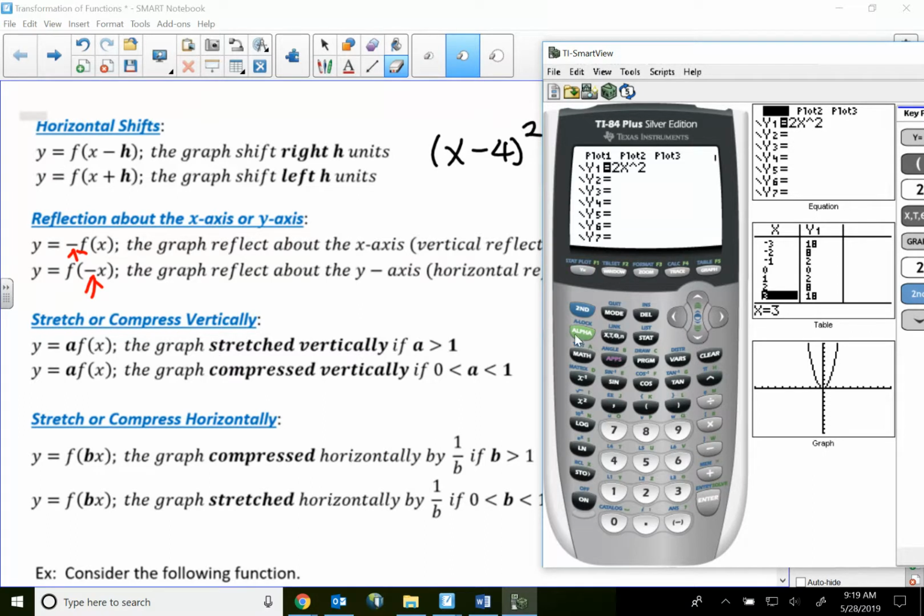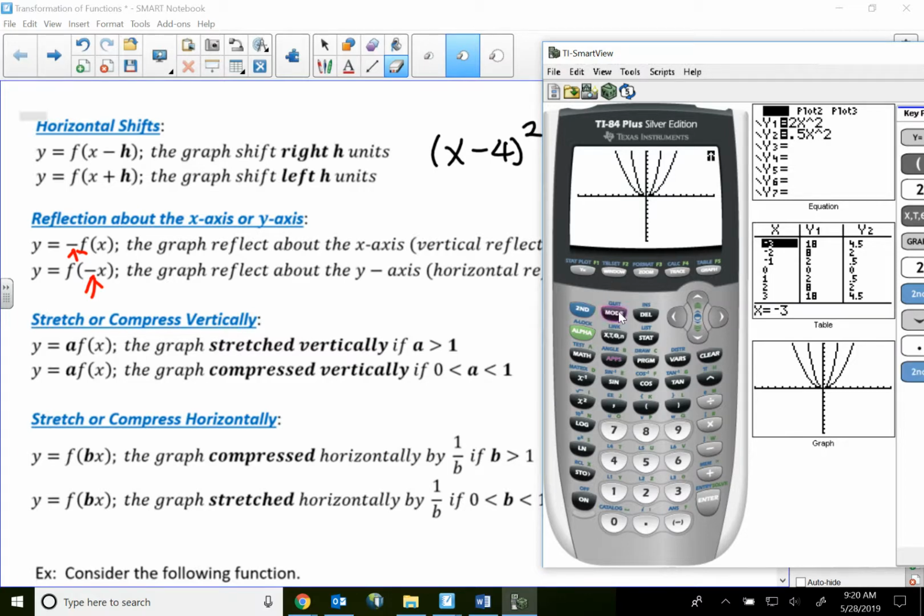All right, compressed vertically, that means I actually squeeze, pushing my U downward on the picture. If I push it downward, then the U will actually open wide. So let me do a 0.5 or a half x squared, and you can see it's going to be wider. Compressed makes it go wide. Compressed vertically makes it go wide. Stretch vertically makes a graph a little bit skinnier or narrower.